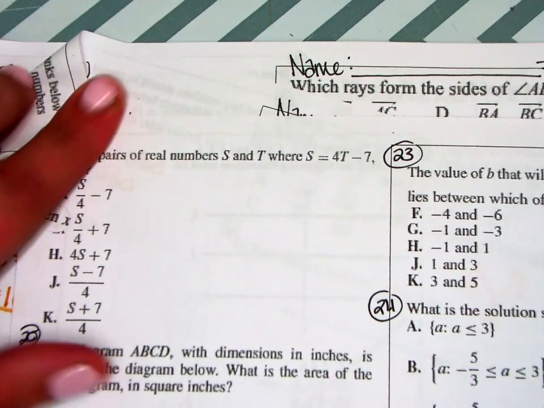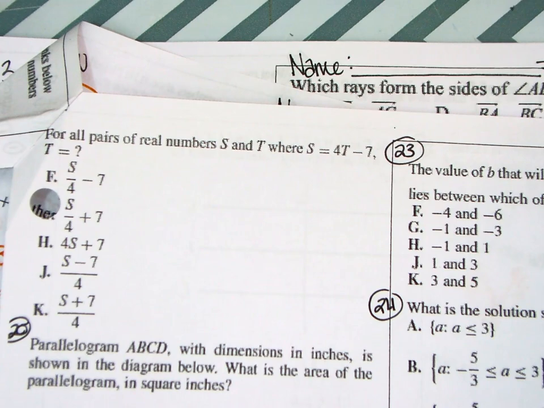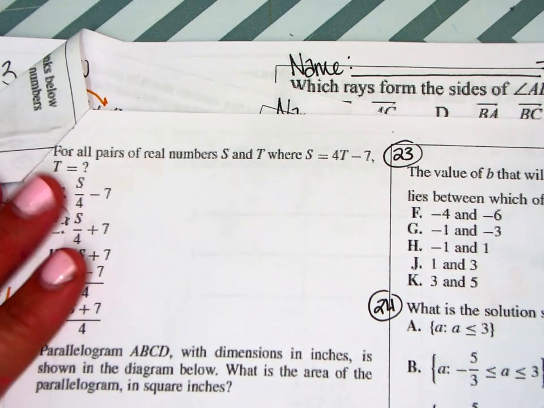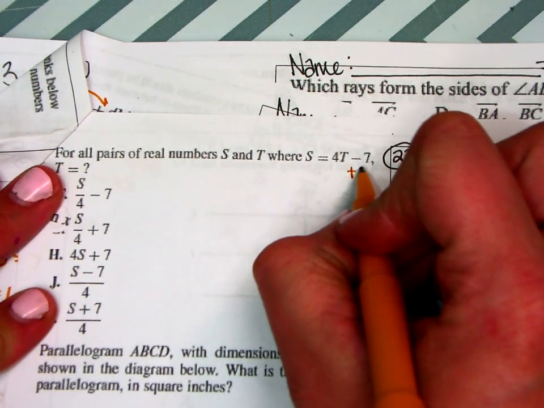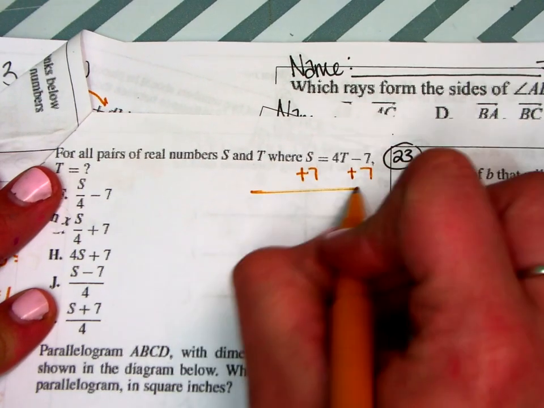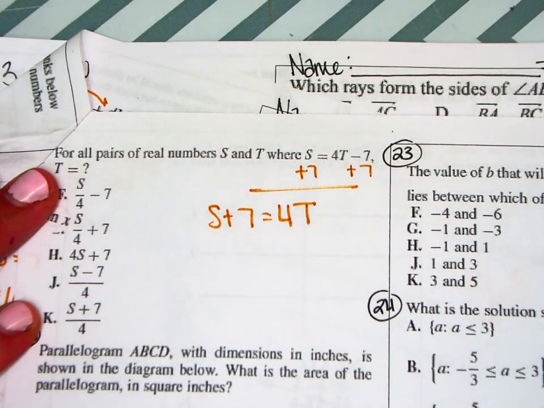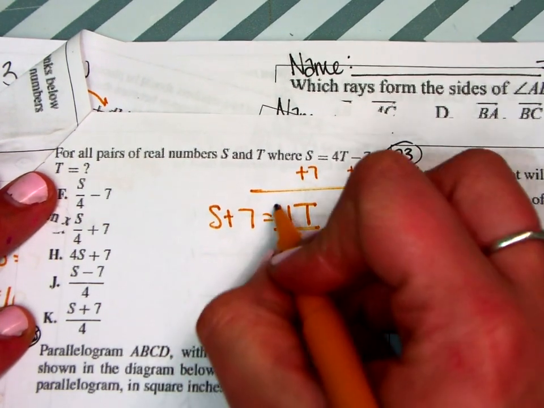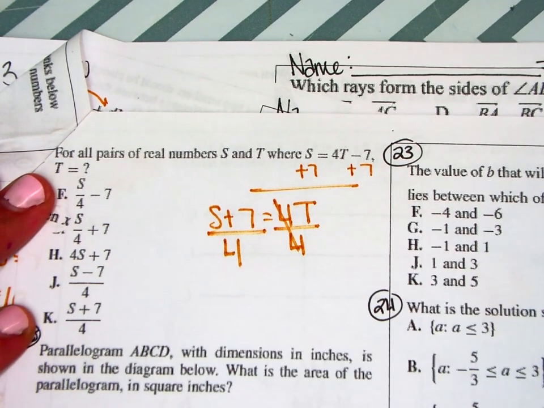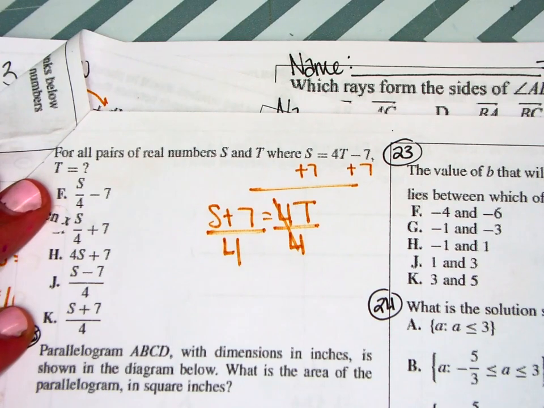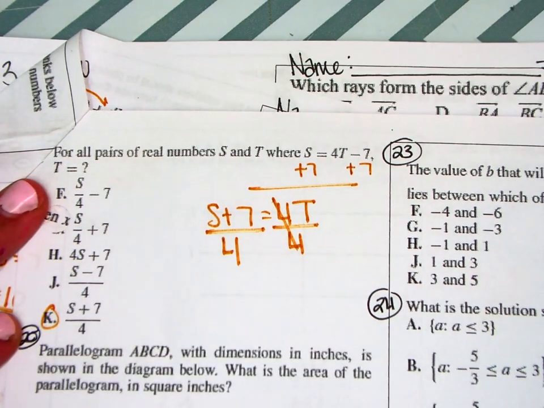All right, for all pairs of real numbers s and t, where s equals 4t minus 7, what does t equal? So our goal is to solve for t, so I'm going to go ahead and add 7. So I get s plus 7 equals 4 times t. I'm going to divide by 4, leaving t isolated. So s plus 7 all over 4 is option K.